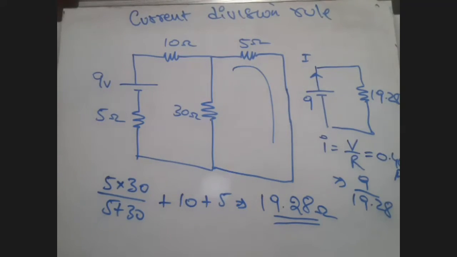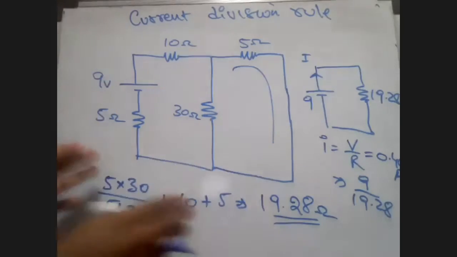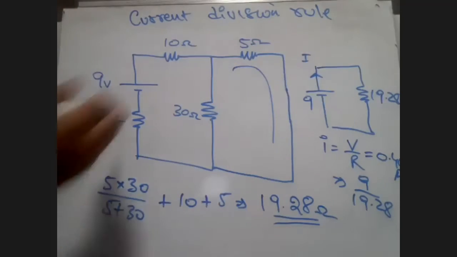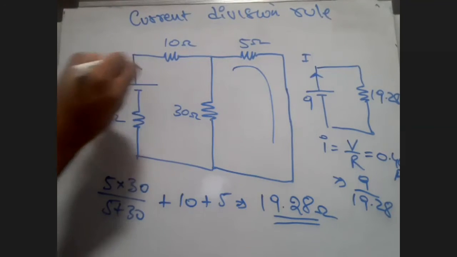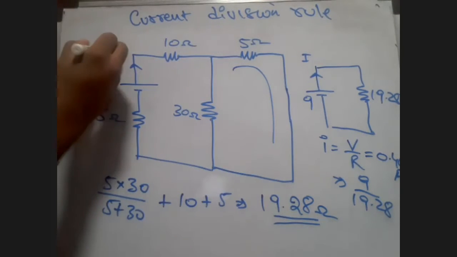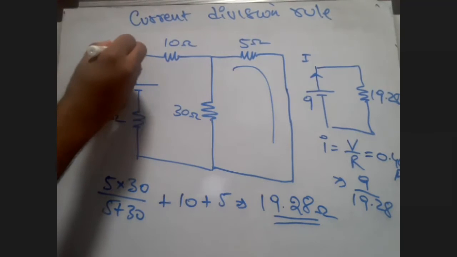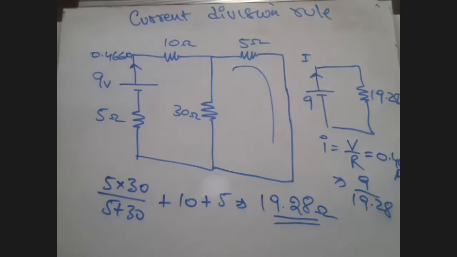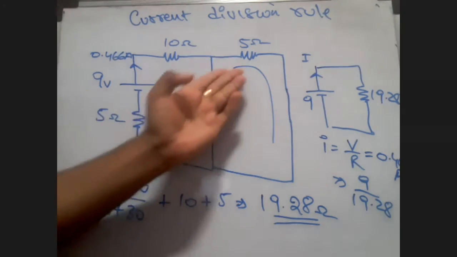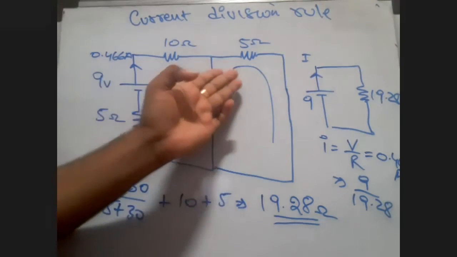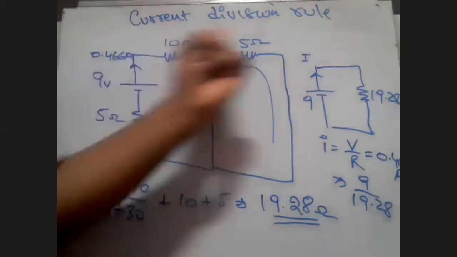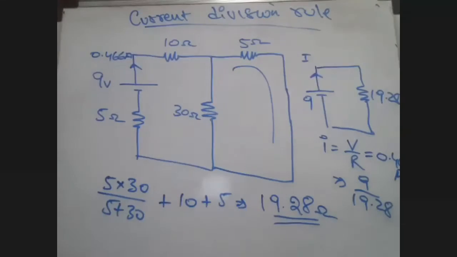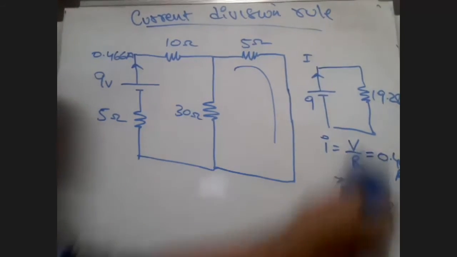So right now, if you look at this circuit, shift your focus from this to here. In this circuit, we know that this battery is providing a total current of how much? Just now we calculated 0.466 amperes. Great. Now, my question was to find out the current through this branch. In order to find it, using the current division rule, I will simply apply the formula which we derived earlier.